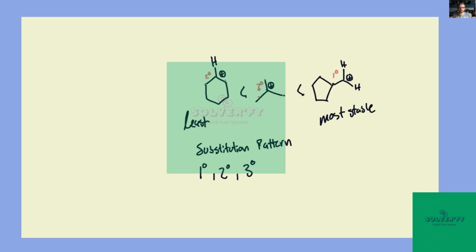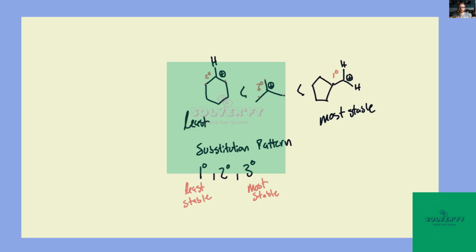And if you recall, the most stable substitution pattern is tertiary, or the more substituted, the more stable the carbocation is. So I'll say most stable. But the less substituted the carbon is, the less stable it is.